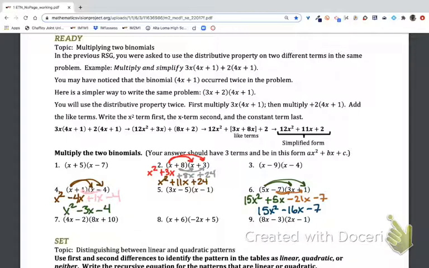For number 8, same process. x times negative 2x gives me negative 2x squared. x times positive 5 gives me plus 5x. And my other one, positive 6 times negative 2x gives me negative 12x. Positive 6 times positive 5 gives me positive 30. And combining those like terms, we'll end up with negative 2x squared minus 7x plus 30.